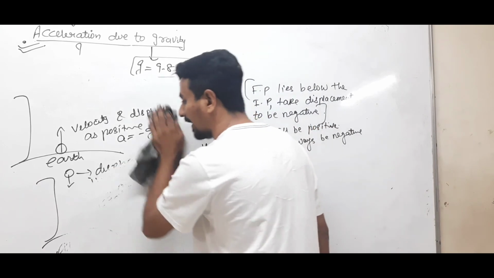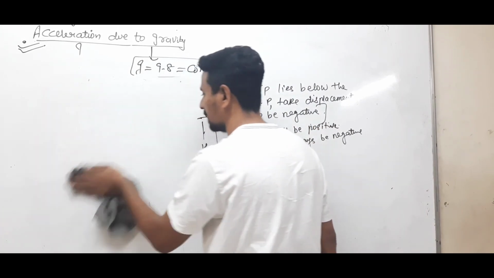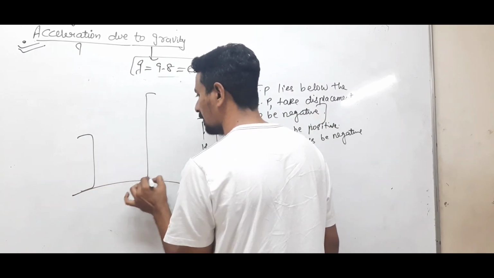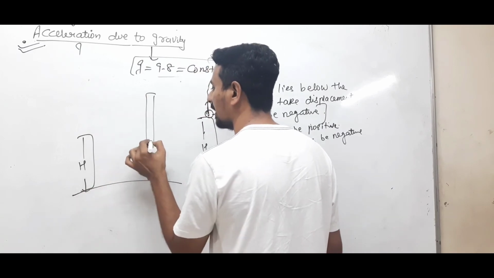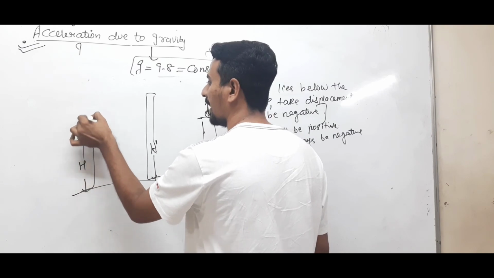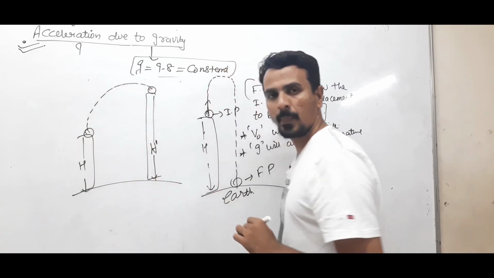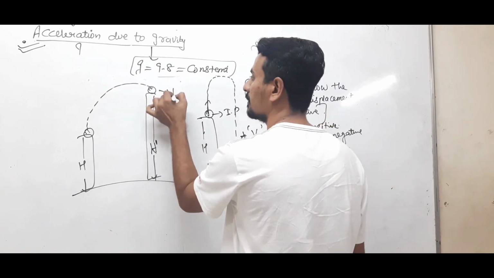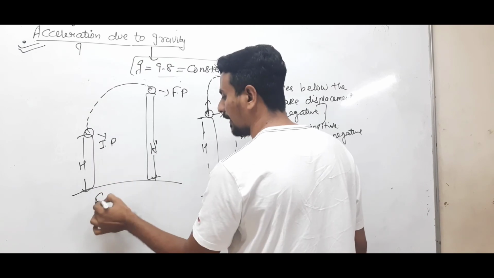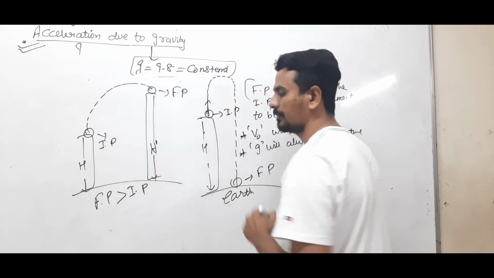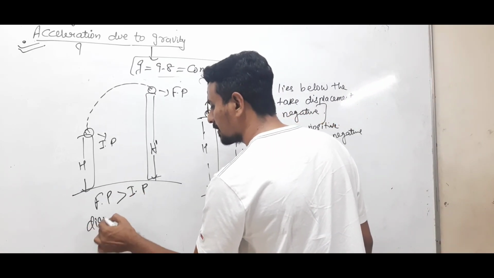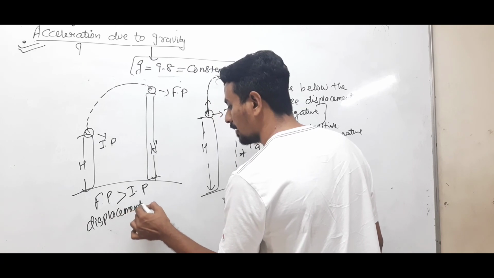Now, what if the final position lies above the initial position? That means this way. This is any height h, this is another height h dash. I am throwing an object from h to h dash this way, right? So now this is the final position of the object, this is the initial position of the object. In this case, the final position is at a higher point. The final position lies above the initial position. So in this case, take displacement as positive.